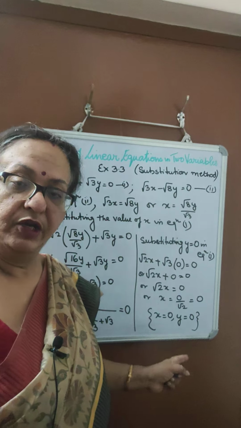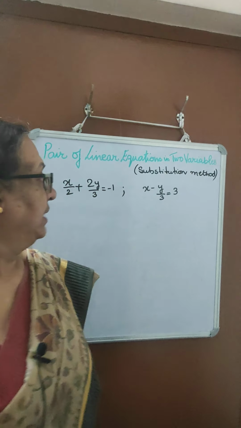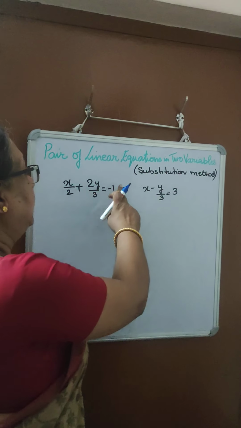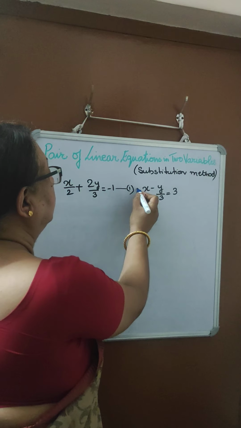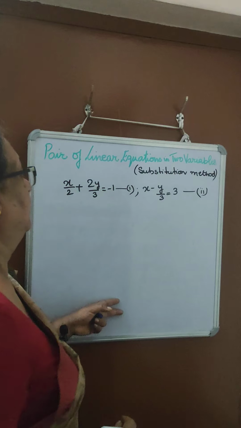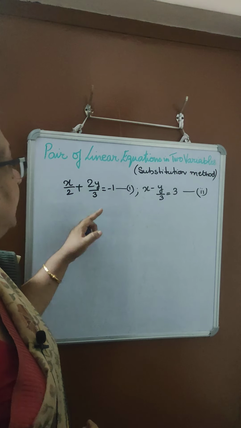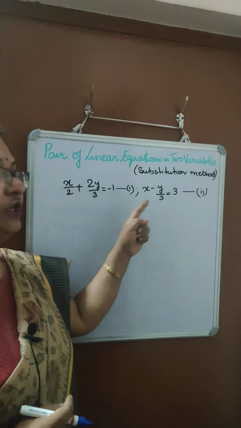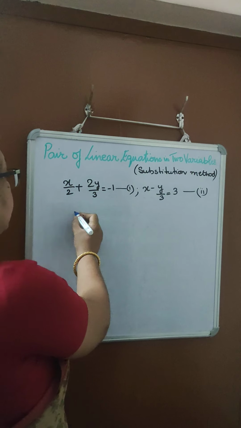Okay children, understood? Okay, come on. Okay children, another one. 2 equations. Let's put this equation number 1. This one equation number 2. Now the first thing is, it will be easy if we convert both these equations in the standard form. Okay, what can we do here? We can take the LCM.